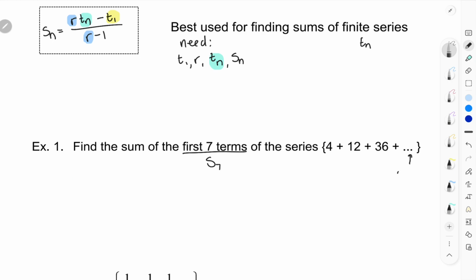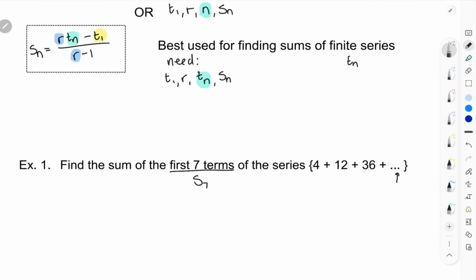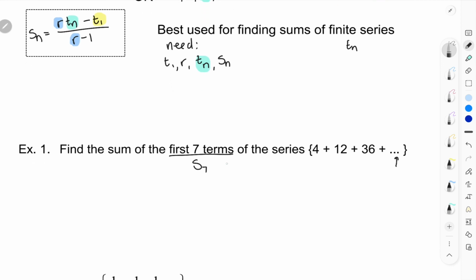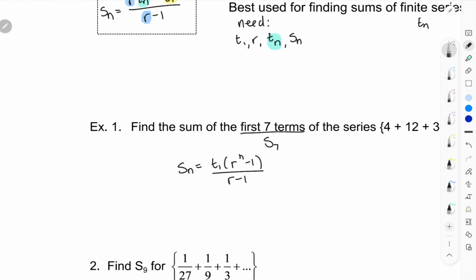This is an infinite series. I know n, which is great, right? I know n, that's what I wanted for that first version. I don't know the 7th term, so I'm going to use this formula. I know Sn is t1 times r to the n minus 1 over r minus 1.